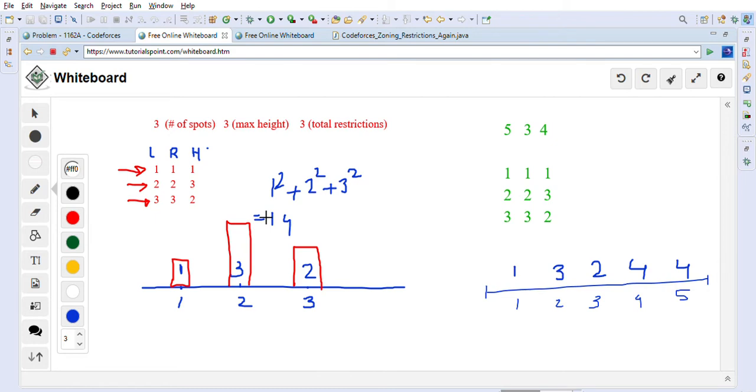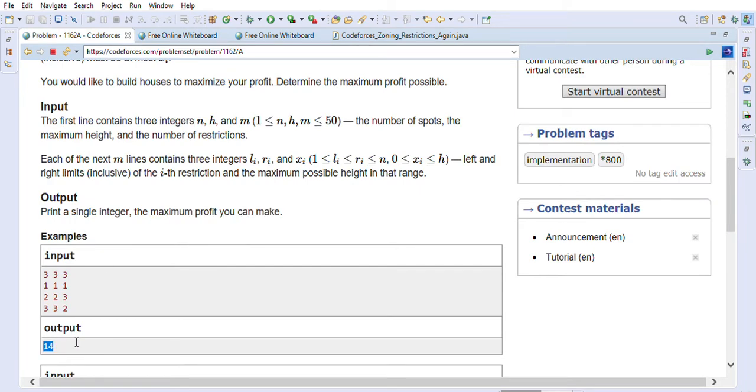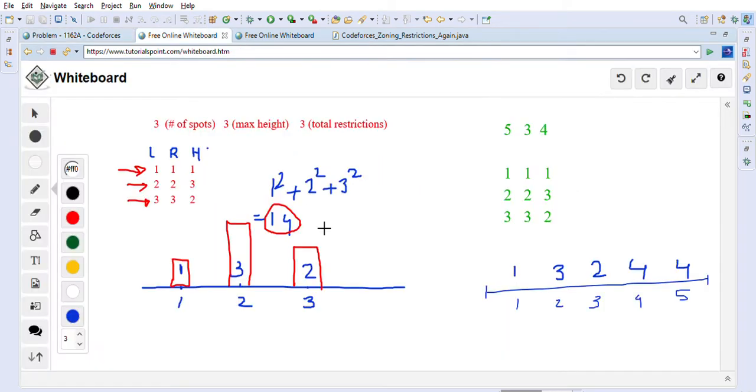So as you can see, the money we can make from each house is the square of the height. So it means 1 square plus 2 square plus 3 square, which is equal to 14, right? 9 plus 4 is 13, plus 1 is 14. So 14 is the maximum money we can make from this configuration and from this restriction. So that's what you will find as the answer here, right?